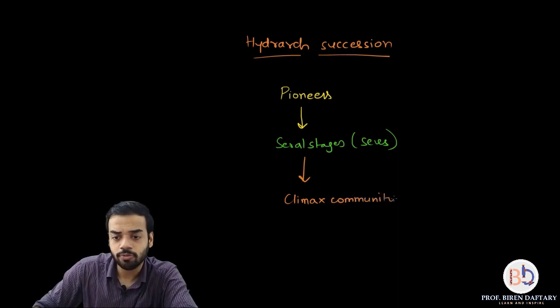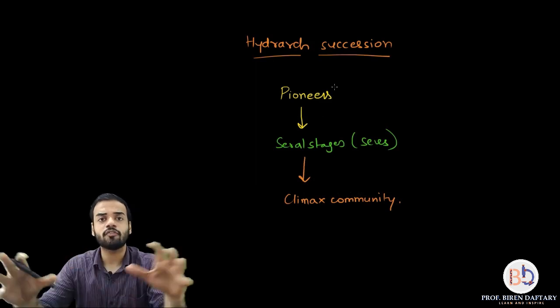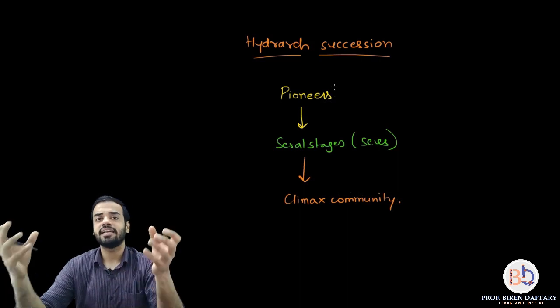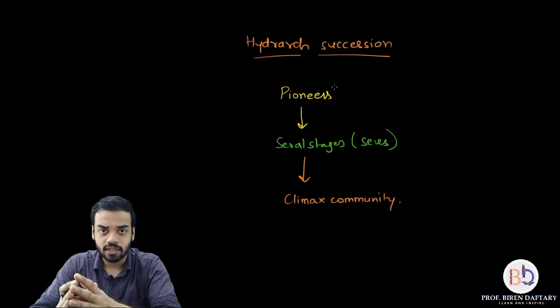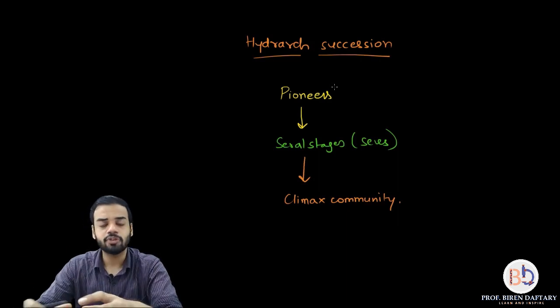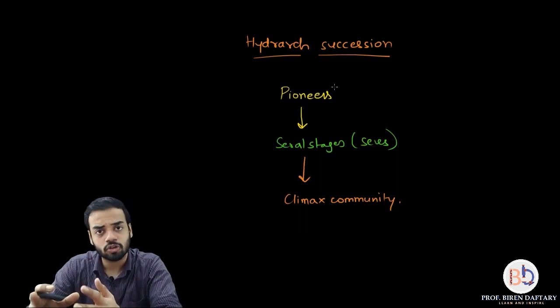Now can you people help me? Now in the case of pioneers, there is plenty of water present, that is why it is called hydrarch. Hydrarch means anything where a lot of water is present. Hydrophytes are the plants which grow in water. Xerophytes are the plants which grow in areas having zero water or very less water, correct?